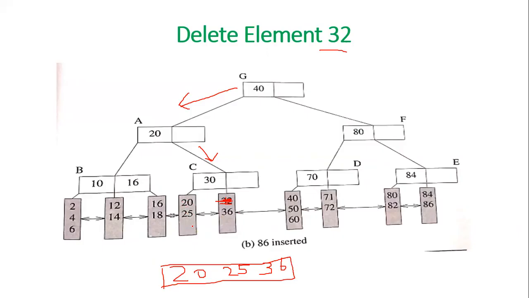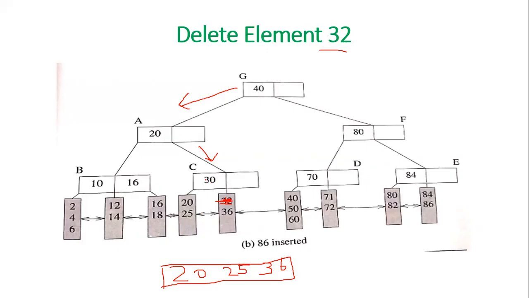What will be the parent? See here, this parent is just an index, it is not data. So we are not going to bring this down when we merge. We are not going to bring this down, so it is merged: 20, 25, and 26.